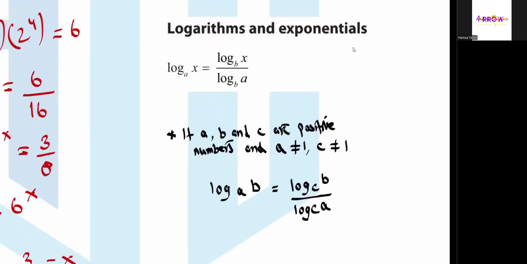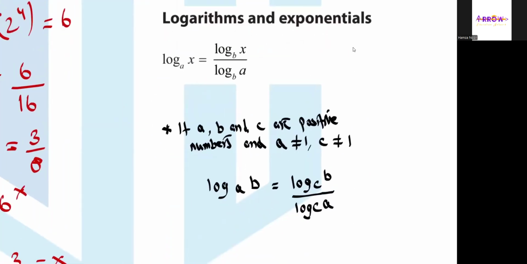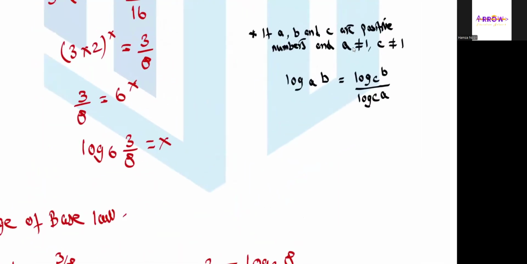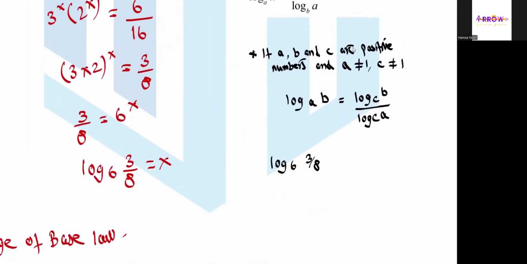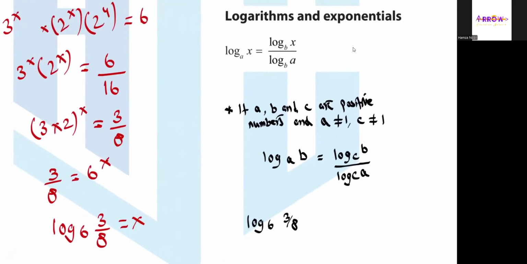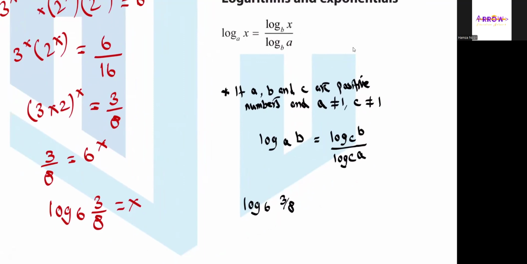So basically, according to the change of base law, as we have log with base 6 argument 3 over 8, what we can do over here is introduce the base as 2. We need to make the base 2. So the number apart from 6 and 3 over 8, we can use 2.